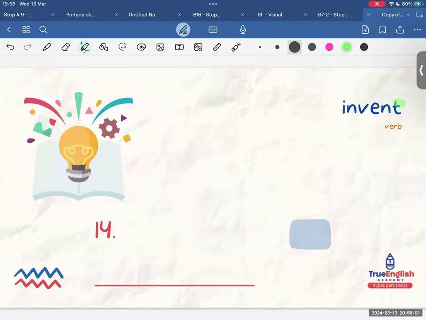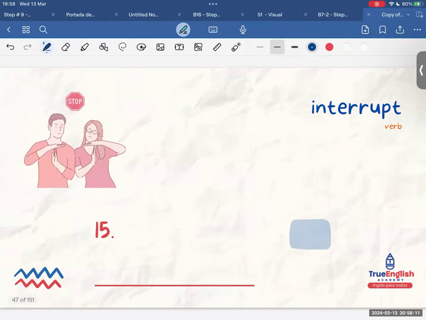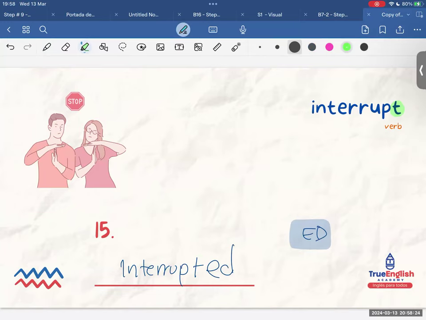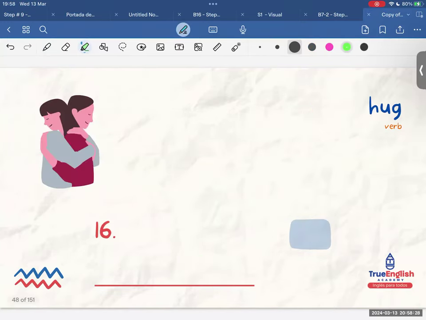Invent. Finishes with T. Invent. That's it. Invented, ED. Let's see with interrupt. Interrupt. Finishes with T. Interrupted. Finishes with T. Interrupted.